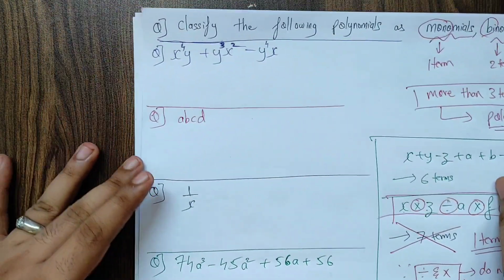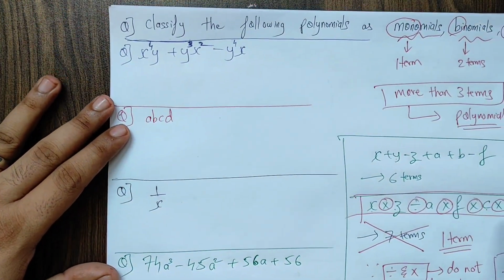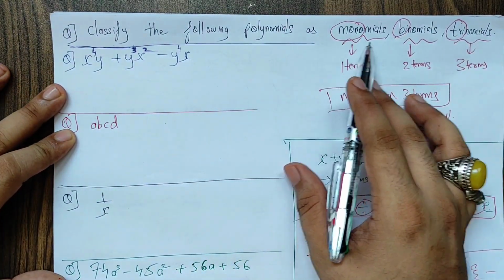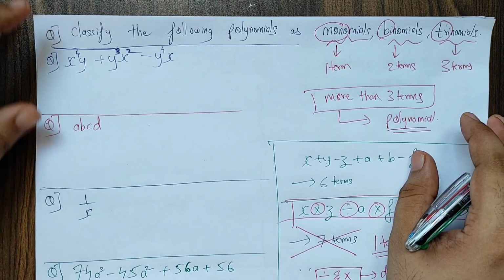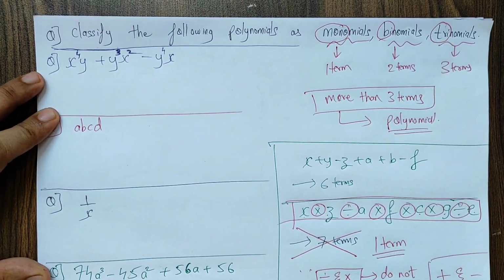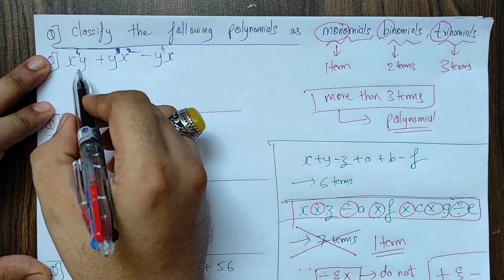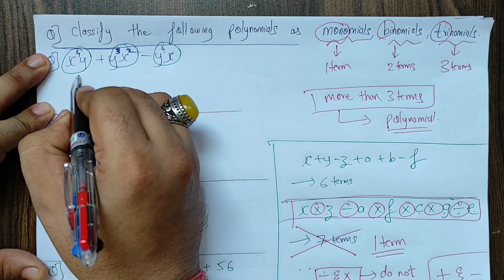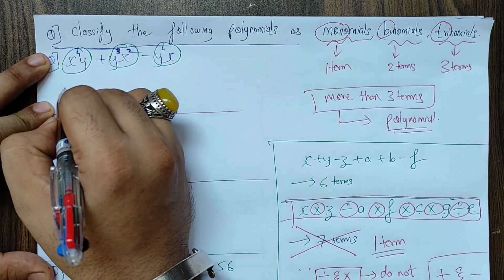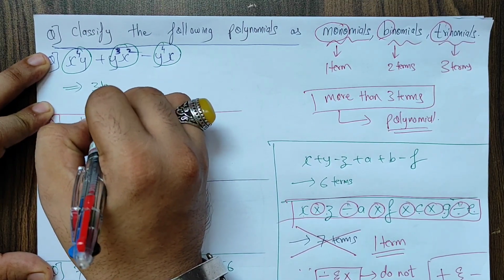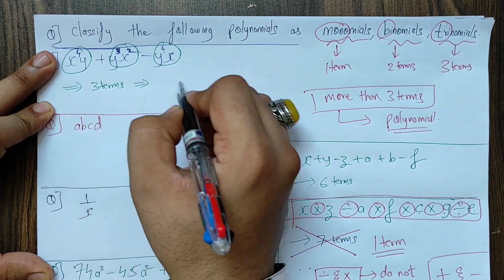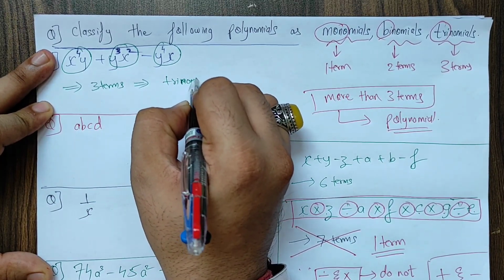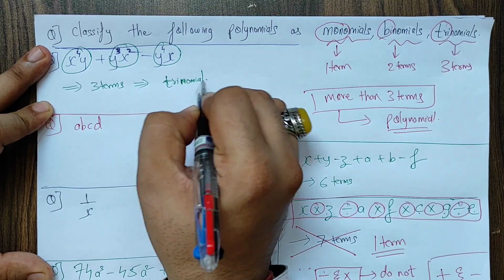Okay, let's start, all of you. It's very simple now. The question says classify the following polynomials as monomial, binomial or trinomial. Okay, so here let's start, everyone. Over here, this is my complete 1 term, this is my 1 term, this is my 1 term. So there are total 3 terms. So here we have 3 terms, and 3 terms means it's a trinomial. Okay, it's a trinomial, please.